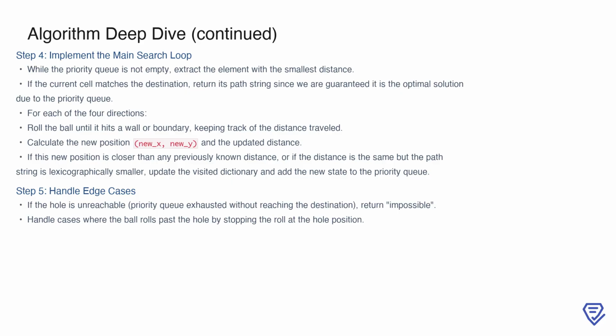It's also important to handle edge cases. For instance, if the hole is unreachable, meaning the priority queue is exhausted without reaching the destination, we return impossible. Additionally, we ensure that the ball stops at the hole if it rolls past it during its movement.